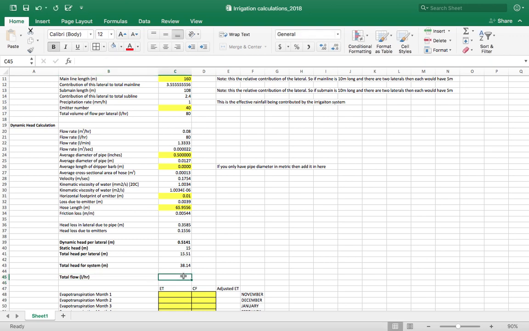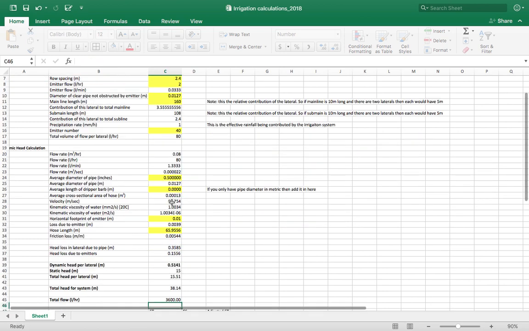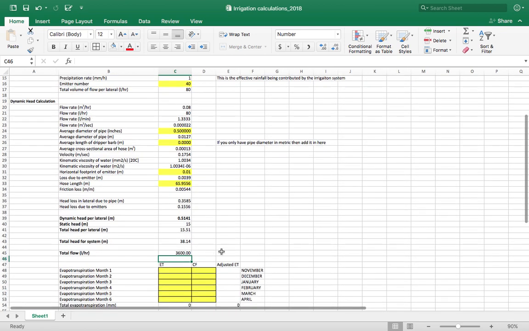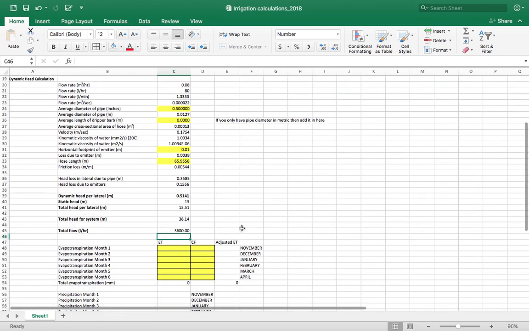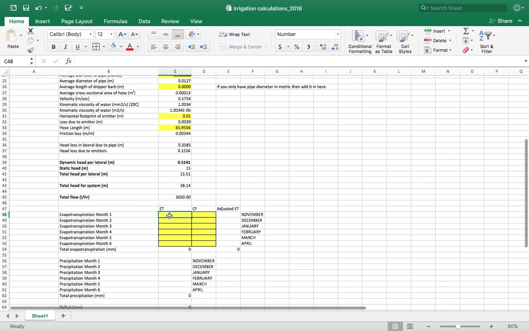So total flow is in litres per hour, so total volume of flow per lateral is 80. It'll be multiplied by the number of laterals, which is somewhere up here. Number of laterals, 45. 3,600 litres per hour. So I just spent 5 minutes getting back to where we'd already been. It's good. Alright, so you need to find a pump that would deliver 38 metres of head with 3,600 litres per hour, so that should be pretty easy.